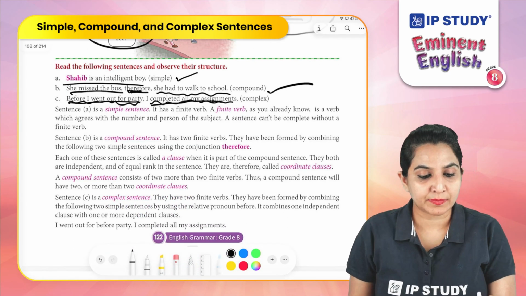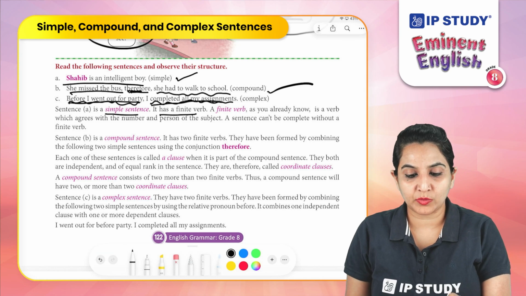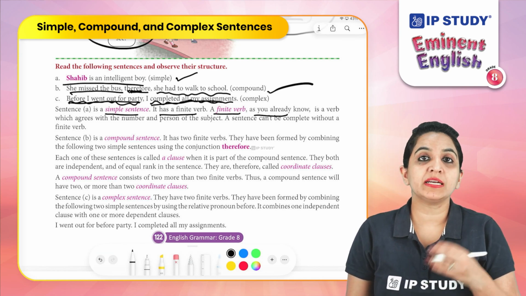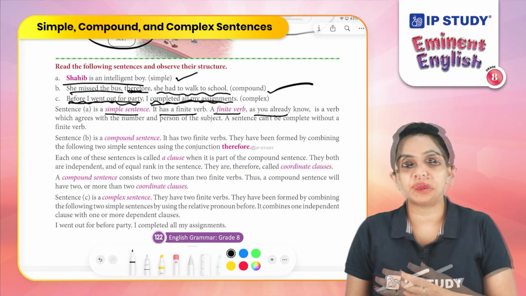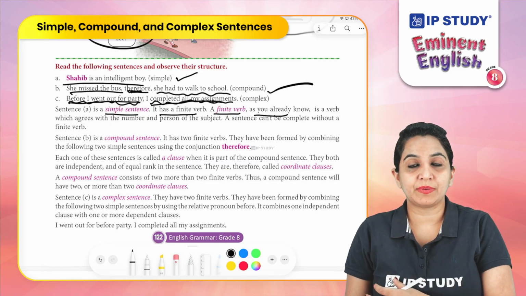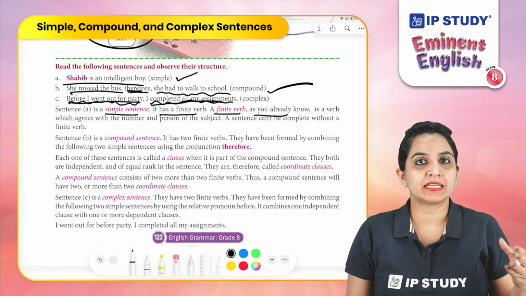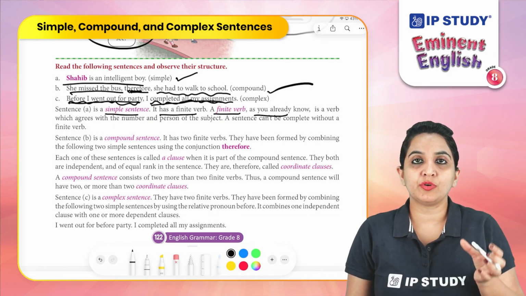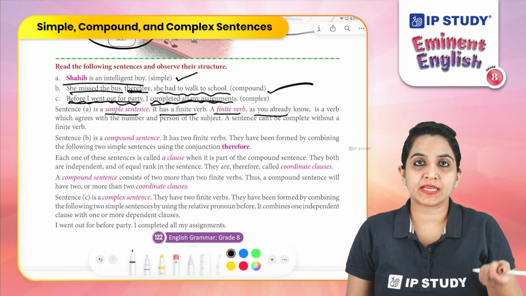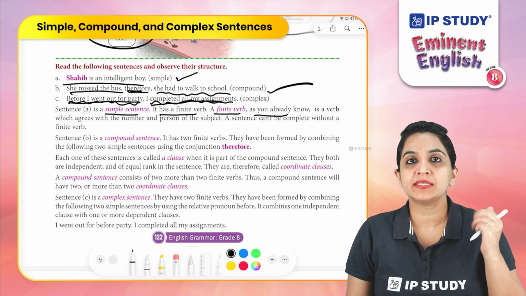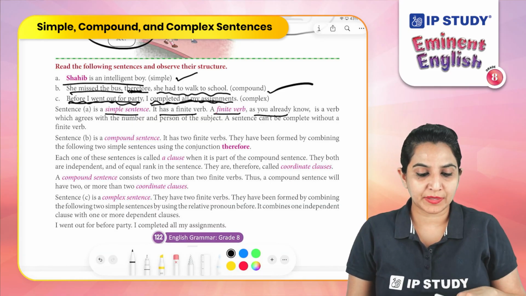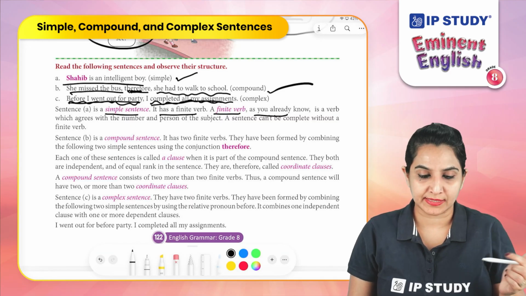Sentence A is a simple sentence. It has a finite verb. A finite verb, as you already know, is a verb which agrees with the number and person of the subject. That means Sahib is an intelligent boy. Sahib and boy, subject and object, we know they are singular. So we take one singular verb, which is "is". So when the verb agrees with the subject, that means it is a simple sentence.